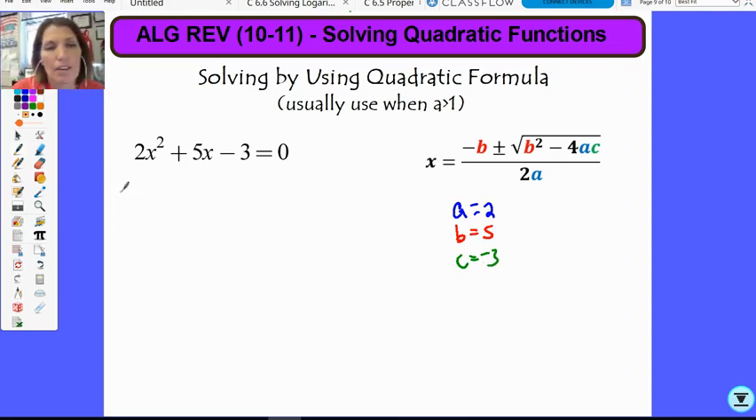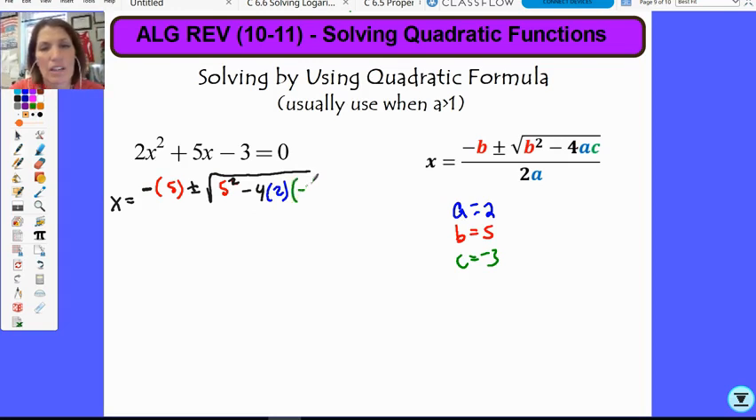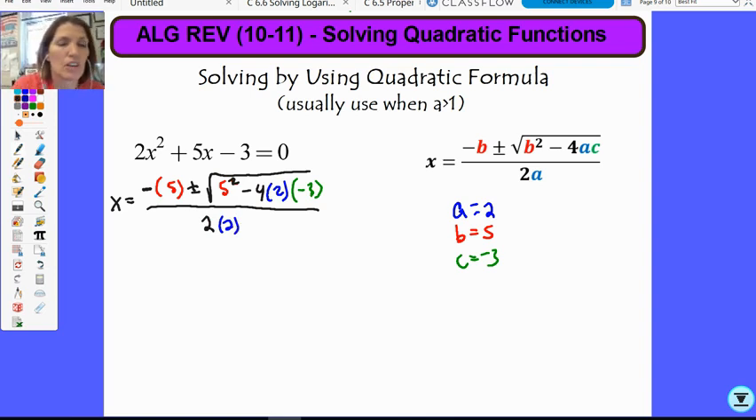Okay. So we have x equals the opposite of b. Opposite of b. And we have plus and minus the square root of b squared, so just 5 squared. Minus 4 times a times c, which is negative 3, all over 2a. 2 times a. Okay, I'll start evaluating that.